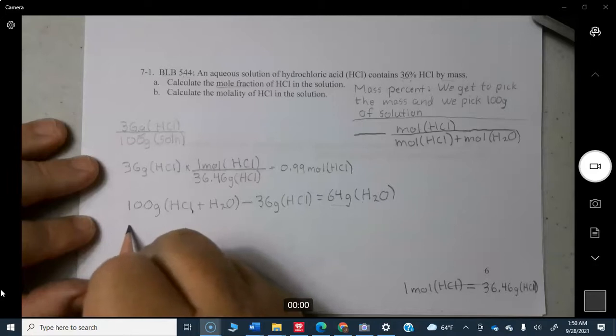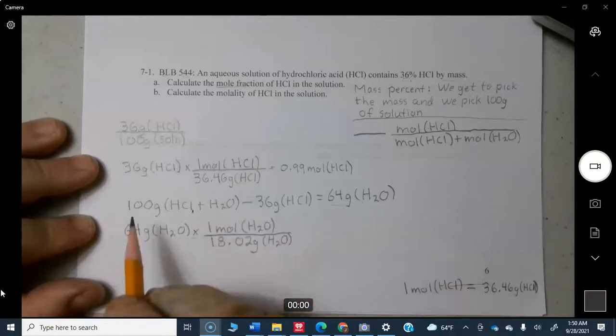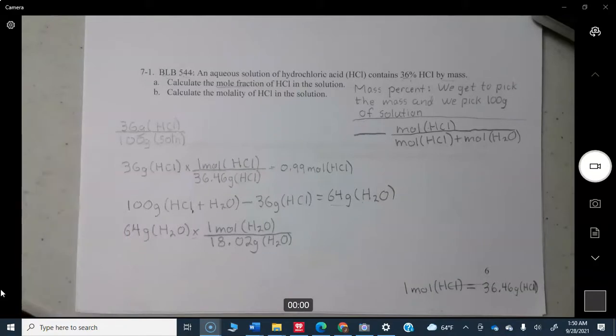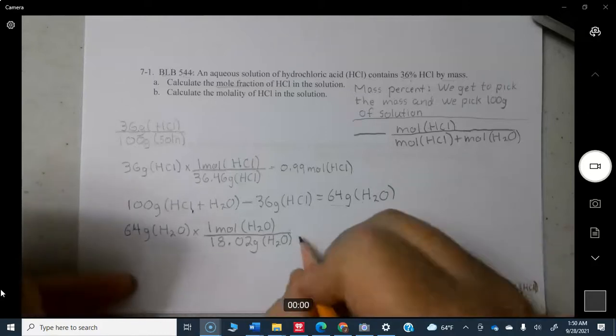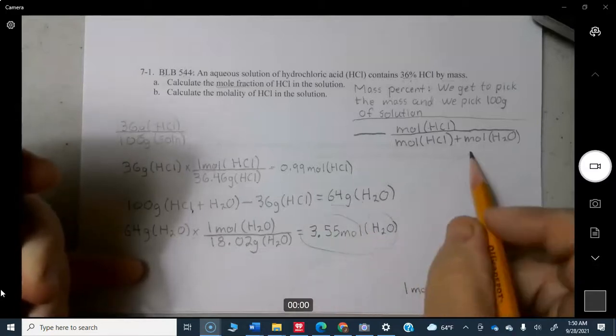And I think you all know the molar mass of water by now. If you don't, you will. You weren't asked to memorize it. But okay, so 64 times 1 divided by 18.2 is going to give us the moles of water. And that gives us this. Okay, so that number is going to go in there.